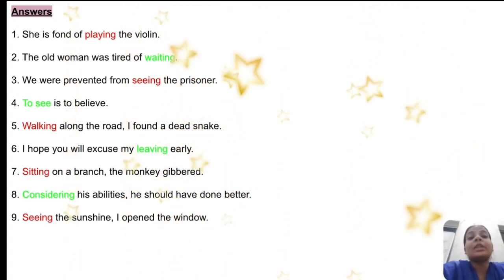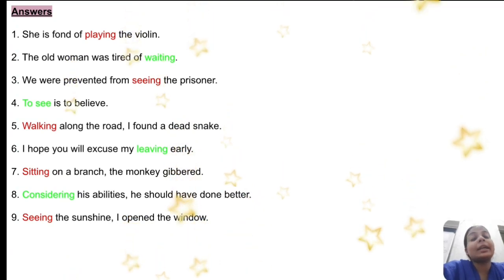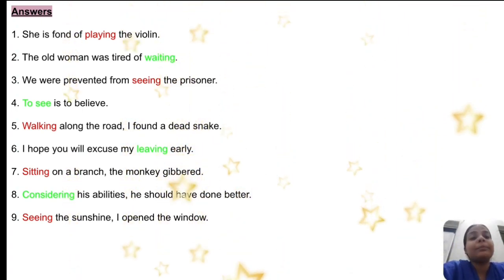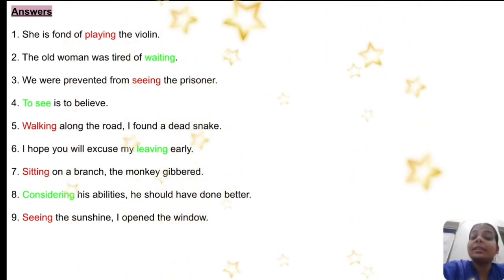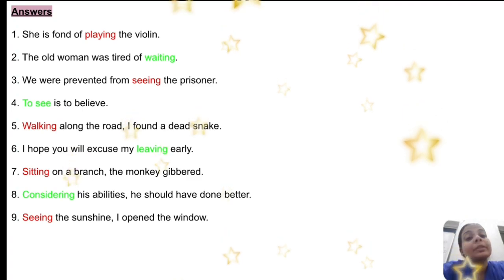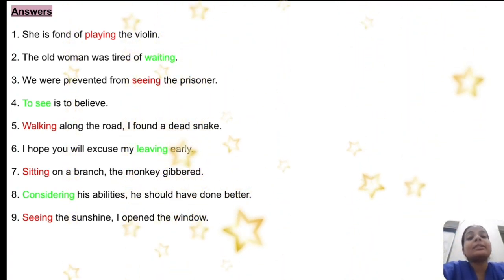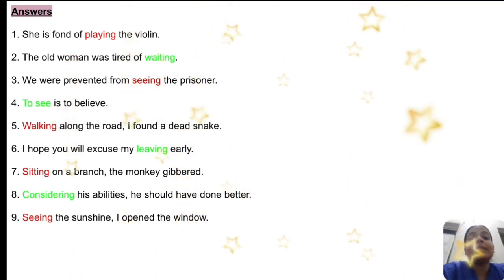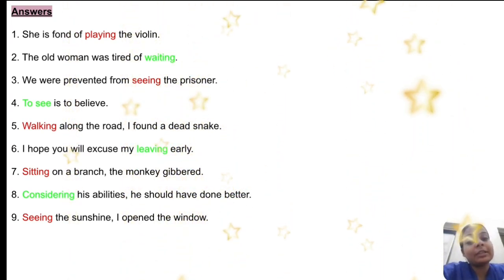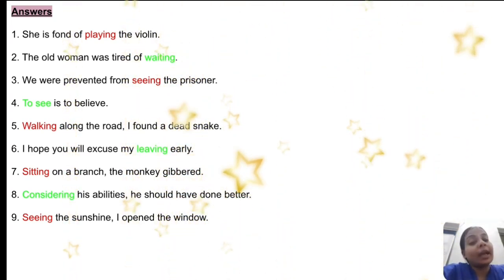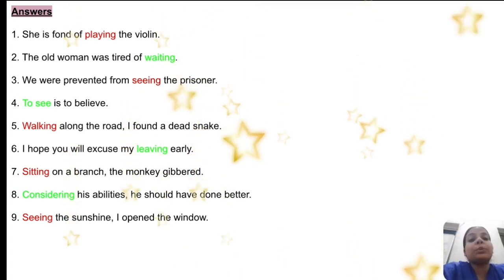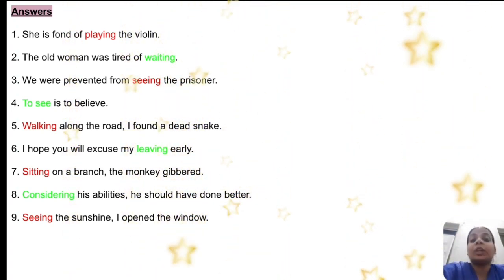Walking along the road, I found a dead snake. So walking here is a gerund. I hope you will excuse my leaving early. So leaving is gerund. Sitting on a branch, the monkey gibbered. So here sitting is gerund. Considering his abilities, he should have done better. So considering is a gerund form of the word consider, which is in the ing form and it is acting here as a noun. Seeing the sunshine, I opened the window. So seeing is again a gerund form in a sentence.